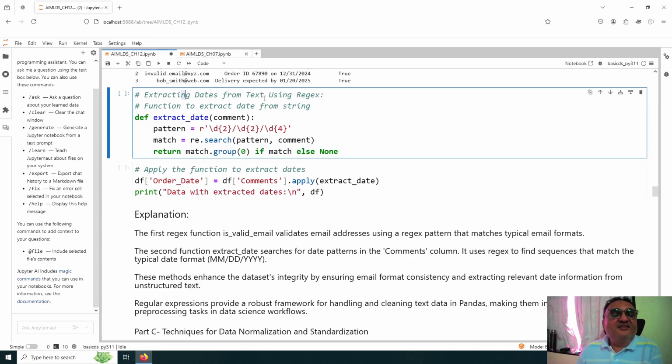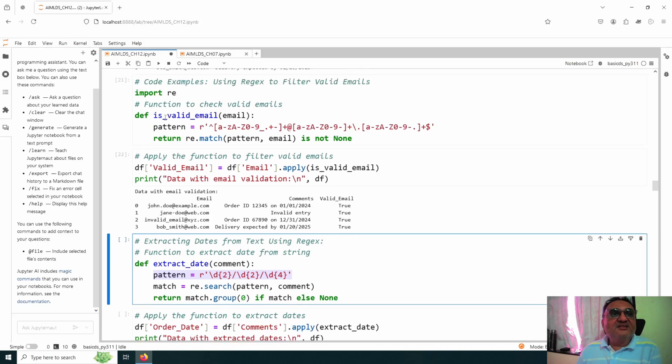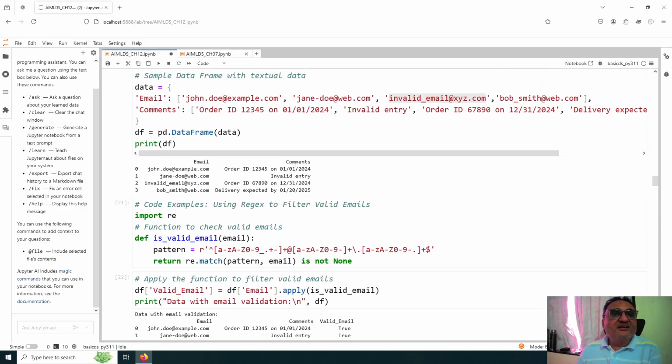Okay, now extract date using regular expression, or in other words, remove invalid dates using regular expression. So here we again use a pattern like this, and from this, these are the date columns. Where is the date actually? Comments. Yeah, inside the comment only there are some dates.